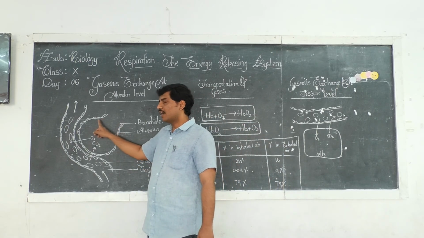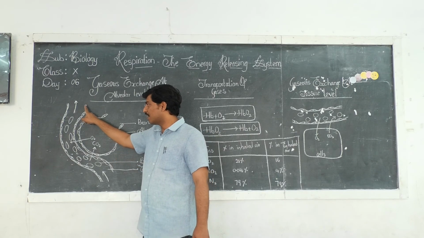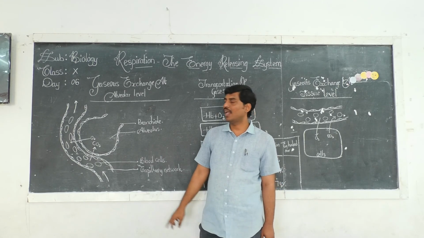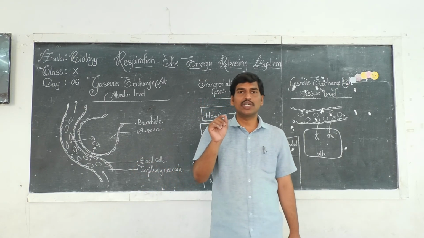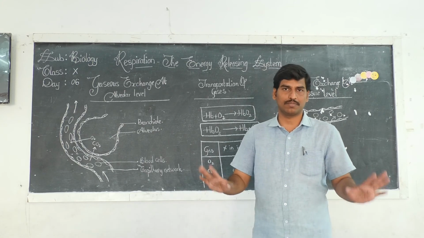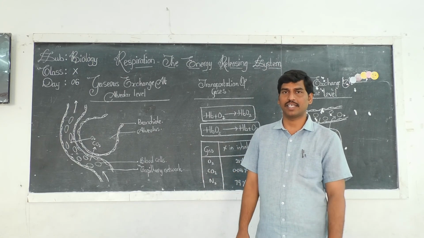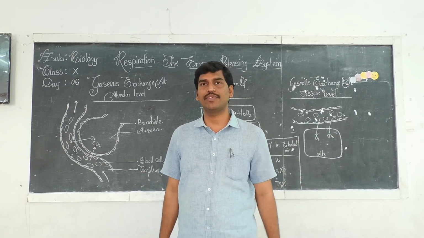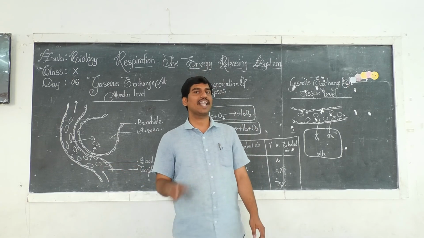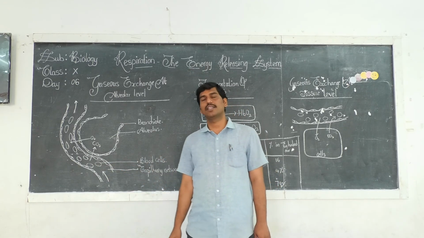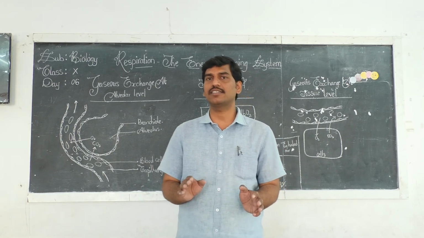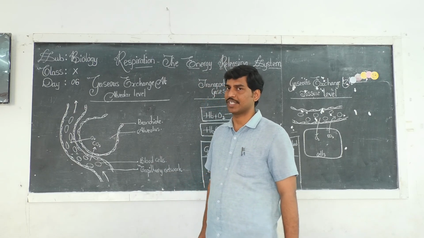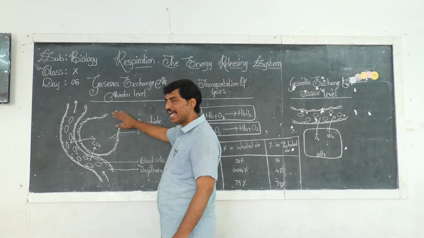So these alveoli are covered, they are entangled with blood capillaries. Alveoli are sacs with only one cell thickness, where diffusion can take place easily. What is diffusion? I hope you have studied in your 9th class with the plasma membrane topic. The movement of molecules or substances from higher concentration to lower concentration is called diffusion. Right?